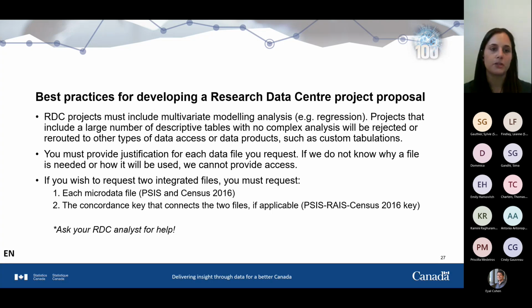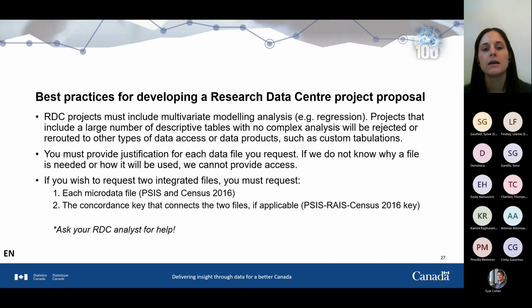You have to provide justification for each data file you request. So if we don't know why you need a specific file or how you plan to use it, we can't provide you access to it. So the best way to do that is just in your proposal, list out each of the files that you're looking for. If you know what variables are in it, you can list them there, or you can just state conceptually why you need specific information. So like if you wanted to look at the BC K-12 parent tax data, you could say, well, we need this because we want to look at parental income of children as an explanatory factor.